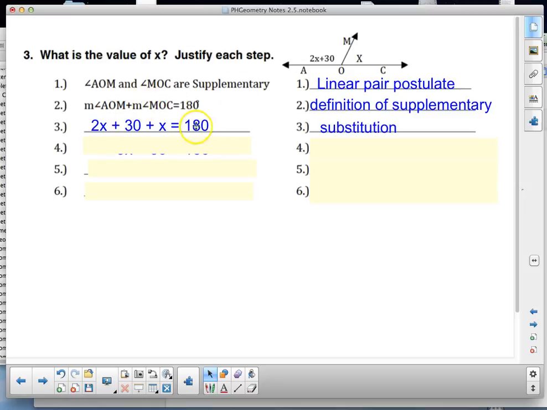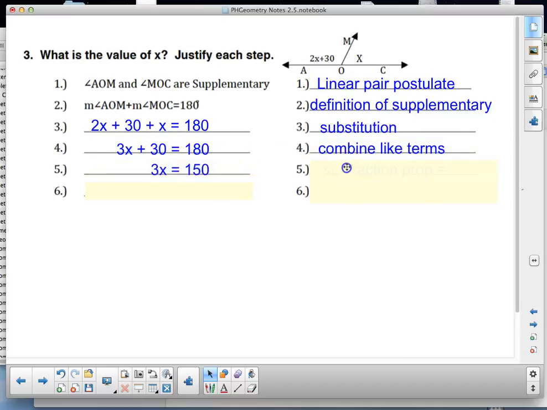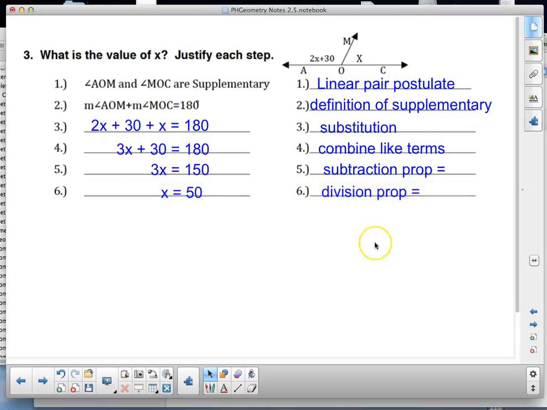I plug in my values, so now I can solve for x and find out what each angle is. Now I'm going to combine like terms. 3x plus 30 equals 180. Now I'm going to subtract 30 from both sides, and that's the subtraction property of equality. The next step, I've got to solve for x, so I divide by 3, and the reason is the division property of equality. And x is 50, and I can check it by plugging it in: 2 times 50 is 100, plus 30 is 130 on the left, and 130 plus 50 is 180. So we're able to move on to our next topic.